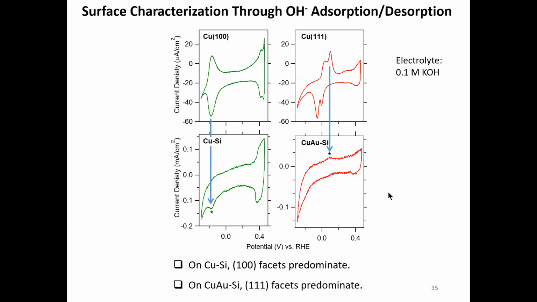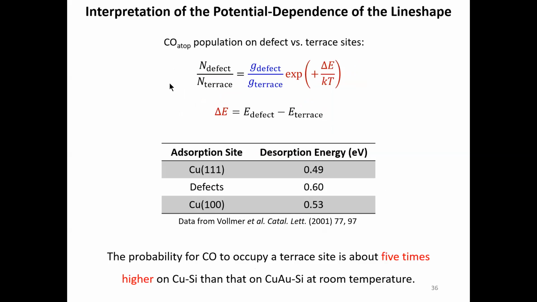Now, with this knowledge, we are now equipped to interpret the CO stretch line shapes in terms of a simple Boltzmann model that considers the relative CO population on defect sites and on terrace sites. So that ratio is given by the relative concentration or density of defect versus terrace sites and this exponential factor. Now, we have spectroscopic data that suggests that the concentration of defect sites is not significantly different between the two electrodes. So therefore, we exclude this prefactor as being the origin of the different line shapes on the two types of electrodes. So therefore, the exponential factor must be responsible for giving rise to these different line shapes.